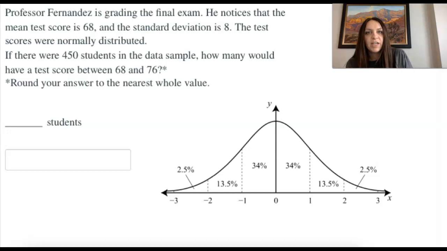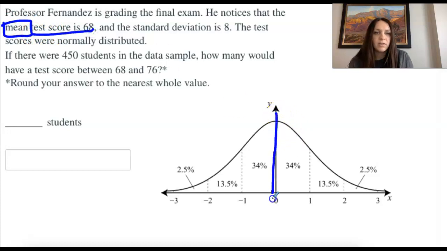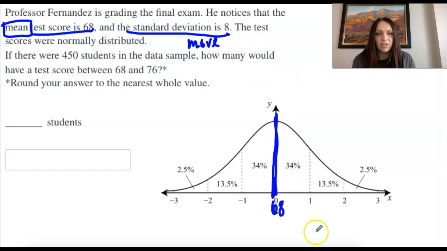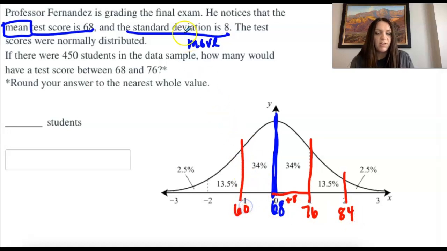All right, Professor Fernandez is grading the final exam. He notices that the mean, keyword, is 68. So I'm going to label that, that's my middle number. And the standard deviation is 8. That's how much I move in between my standard deviations. So if this is 68, this would be 68 plus 8, which is 76. And then I could keep adding 8 or subtracting 8 to get my other values. But let's see what the question's actually asking.